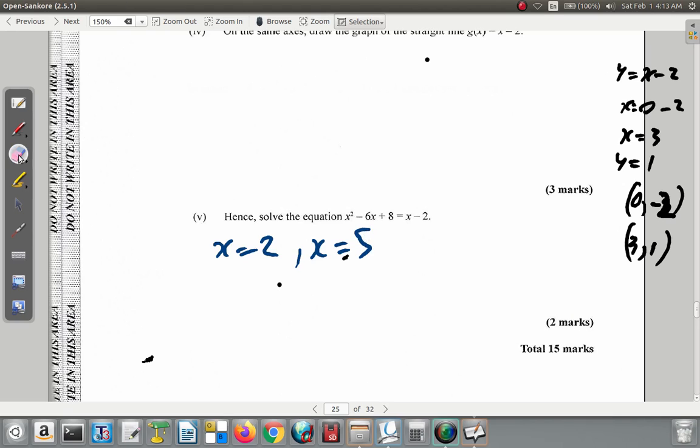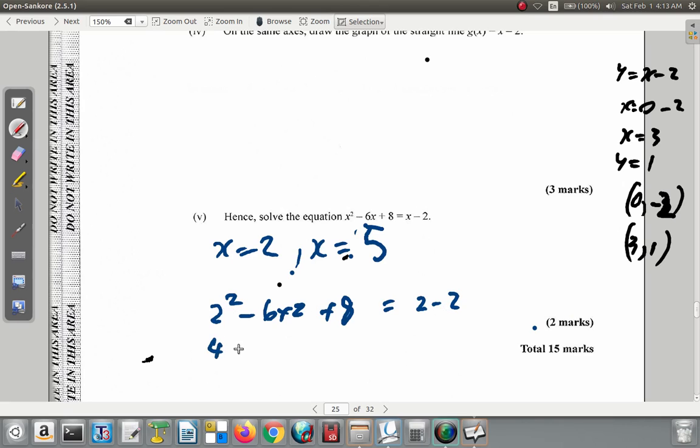Let me write my 5 a bit clearer. x equals 5. Would it really work? Alright, this is the end of question 9, but let's test this out and see. If x is equal to 2, then 2 squared minus 6 by 2 plus 8 should equal 2 minus 2, which is 0. 2 squared is 4. Minus 6 times 2 is 12, plus 8. 4 minus 12 is negative 8. Negative 8 plus 8 is equal to 0. And 2 minus 2 is 0. So x equals 2 actually works.